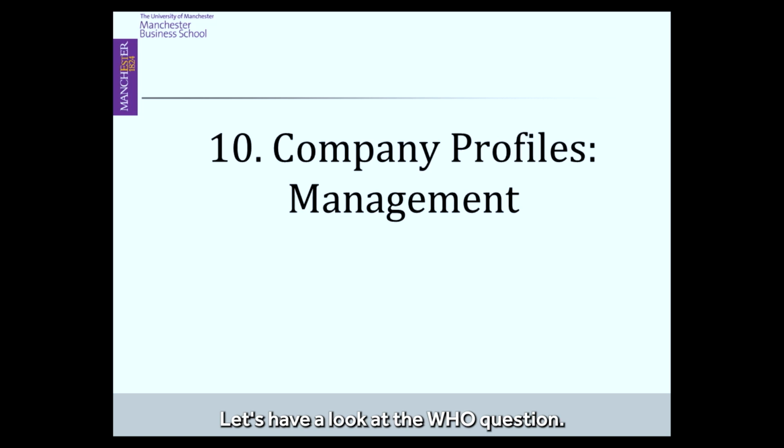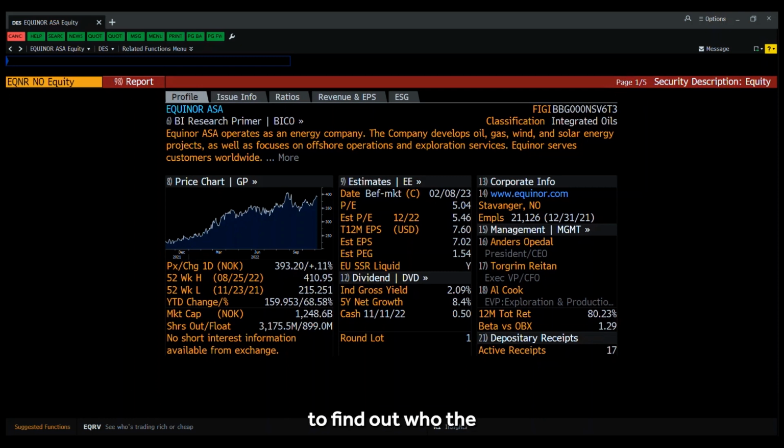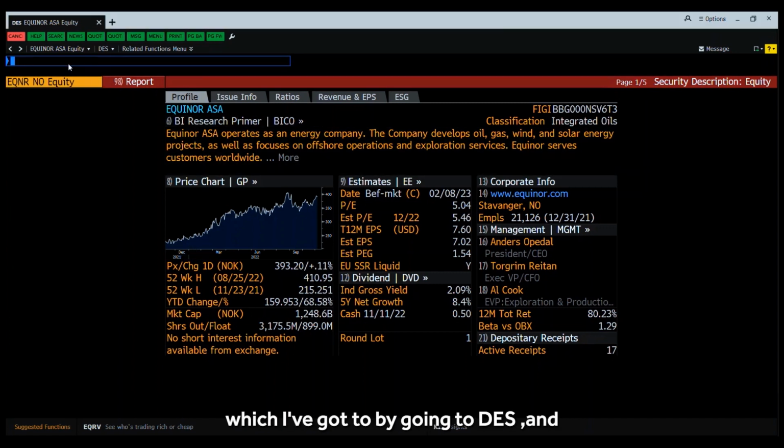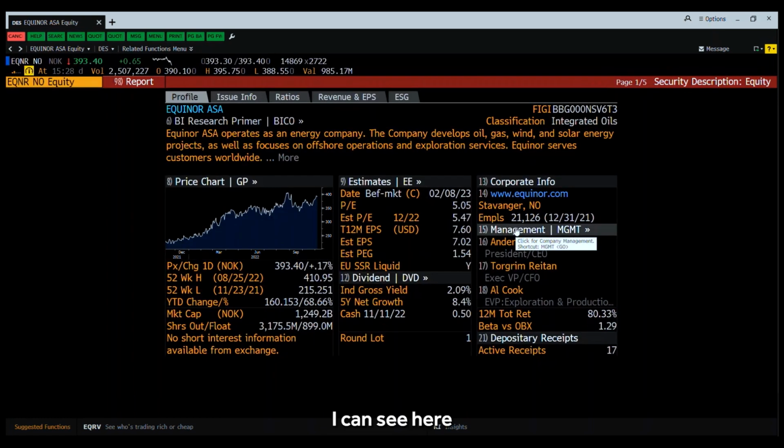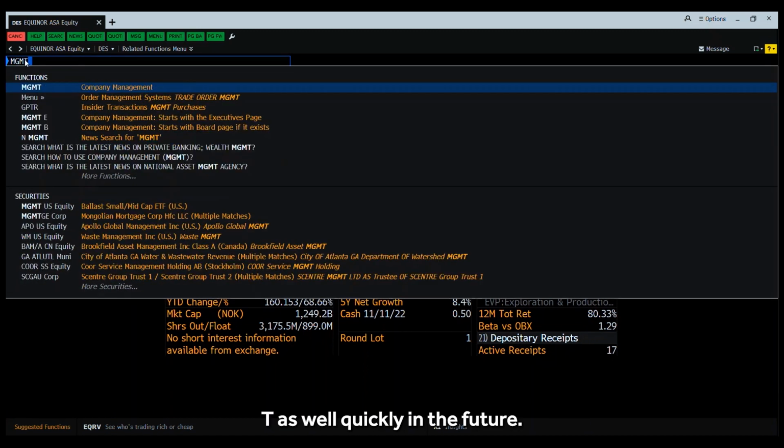Let's have a look at the who question. One of the reasons why Bloomberg is so very useful in the early stages of company analysis is that it makes it very easy to find out who the management are and where they've come from. So this is the description page, which I've got to by going to DES. And I can see here that there is an option titled Management with mnemonic MGMT, so that I can get to this page if I type in MGMT quickly in the future.